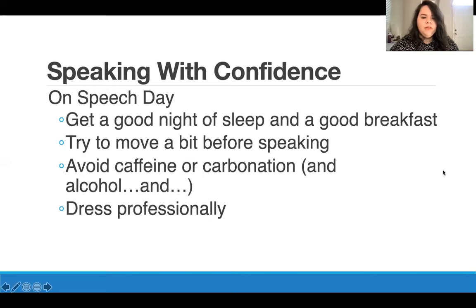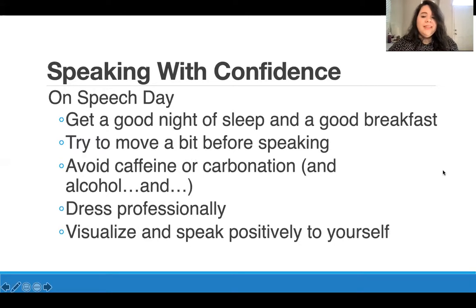On the day of your speech, get sleep, eat a good breakfast, try to move around a bit before speaking. You'll notice in this module, we have a TED Talk from Amy Cuddy about the power of nonverbal communication and what she calls power posing, right? Move around a little bit, do some of that power posing. Avoid caffeine or carbonation or anything that's going to make you shaky, right? Dress professionally. The better you feel about yourself, the better it's going to come off when you speak.